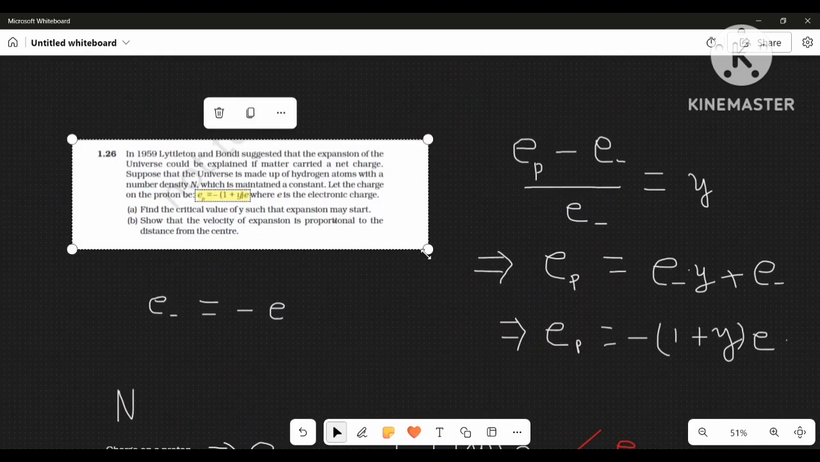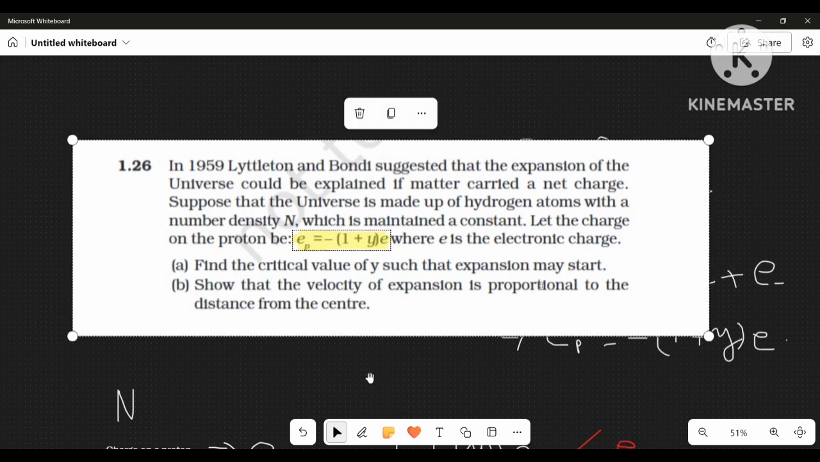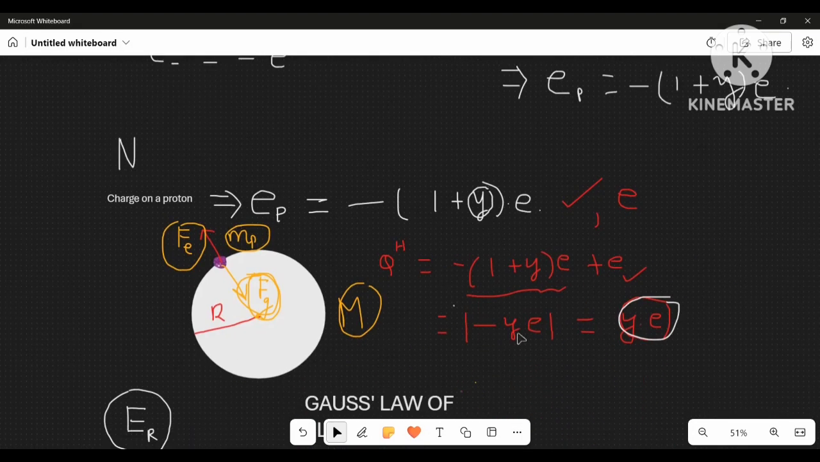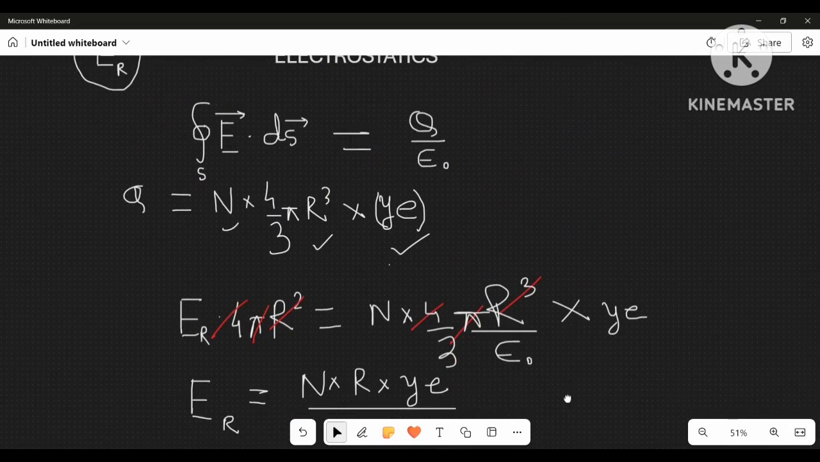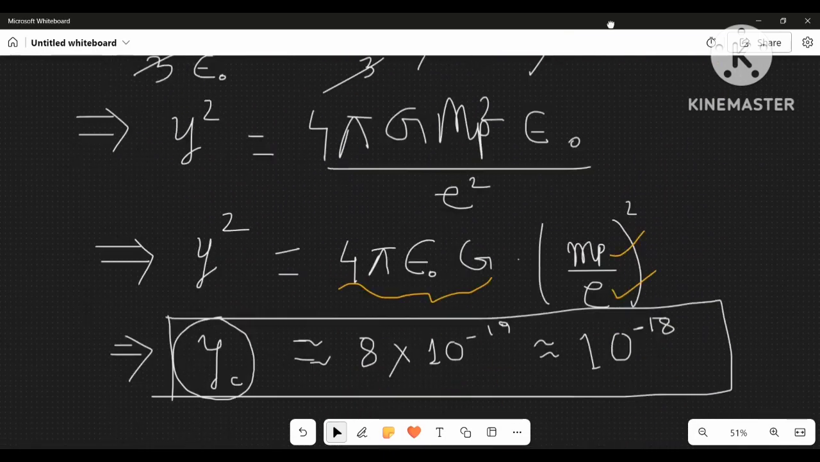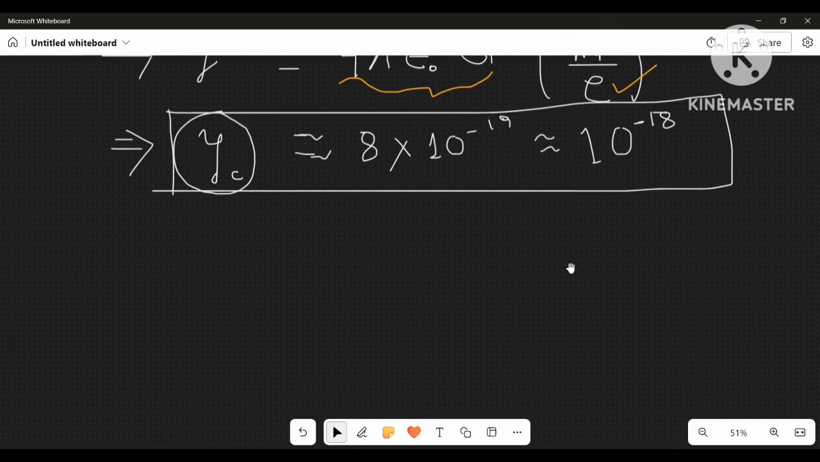The second part says to show that the velocity of expansion of the universe is proportional to the distance from the center. So velocity of expansion is proportional to distance from the center. How do we go about solving this? So again, it is very easy to do that at this stage, because I hope you have almost understood completely what is happening, circles of physics.